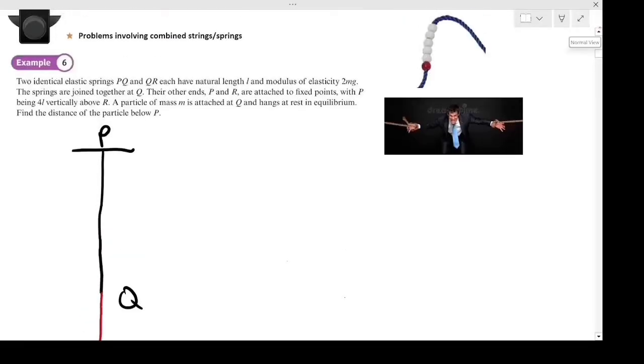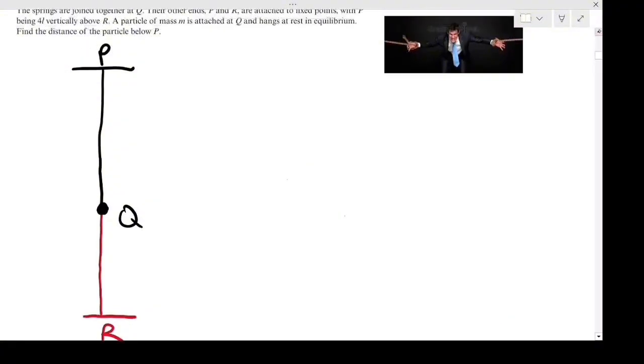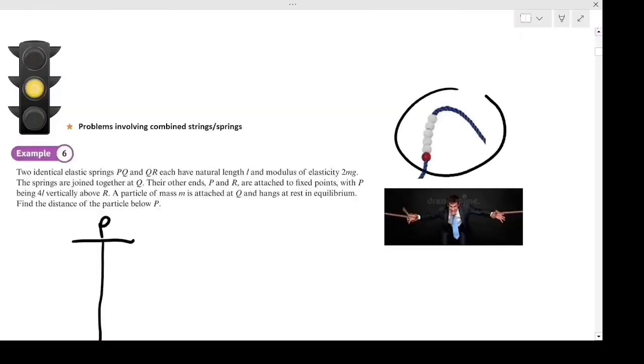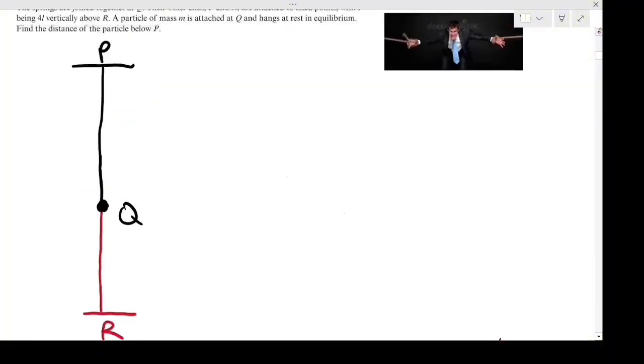Now at Q, there's a particle attached. So this particle here, sort of a ball, connects the black and the red string together. To visualize this, if it helps, I've got this picture here. It's sort of like a bead, right? So we've got this bead in the middle, and it's between the blue string at either end. That's sort of the situation here. We've got this particle in the middle, and it's between 2 strings.